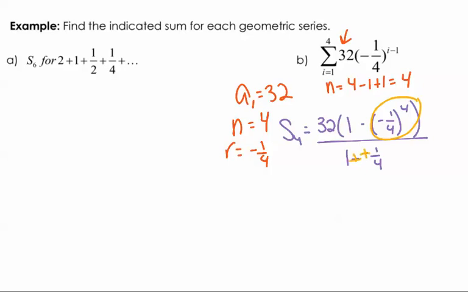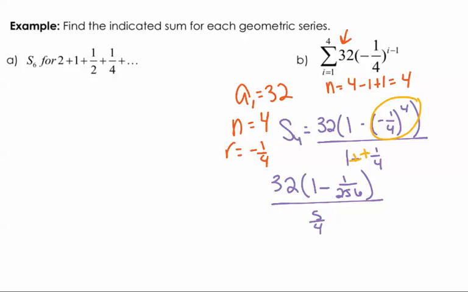So as I type this into my calculator and I do negative 1/4 to the 4th power, I'm going to get positive 1 over 256. So my next line here is going to be 32 times 1 minus 1 over 256 all over that denominator. 1 plus 1/4 is going to become 5/4.